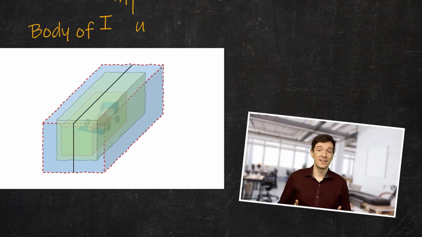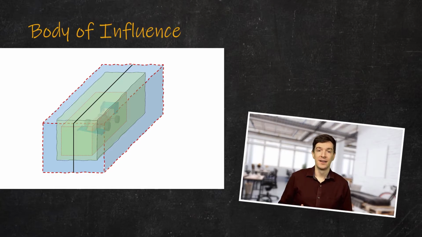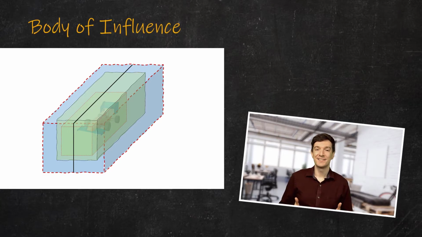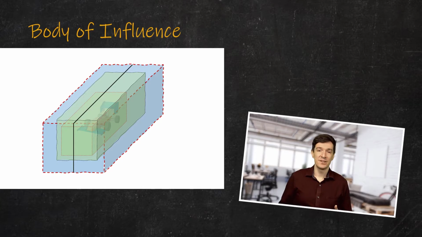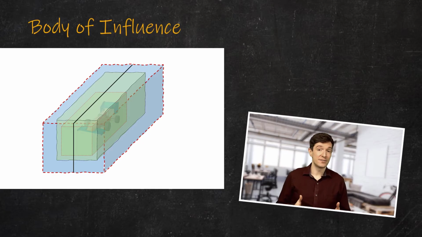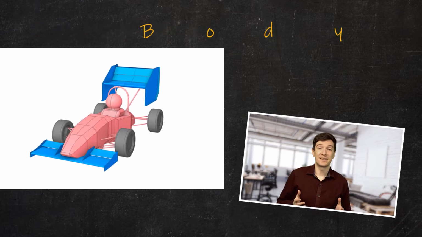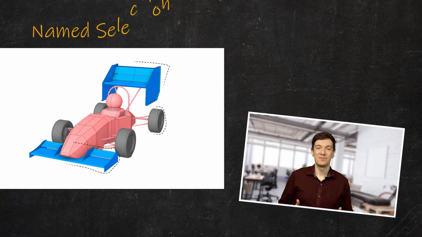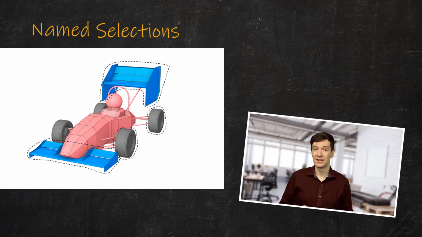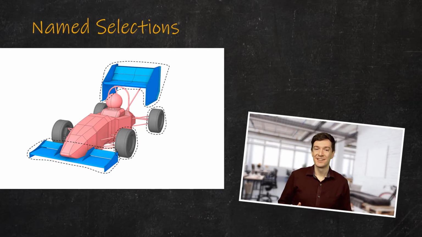Next, we will generate bodies of influence, or BOIs, that will help us control the mesh size and refine only the regions of interest during the meshing phase. This is a useful step to have accurate results in the vicinity of the car. Lastly, we will create name selections that will be fundamental for quickly specifying local meshing controls during the meshing phase and defining the proper boundary conditions for the simulation.